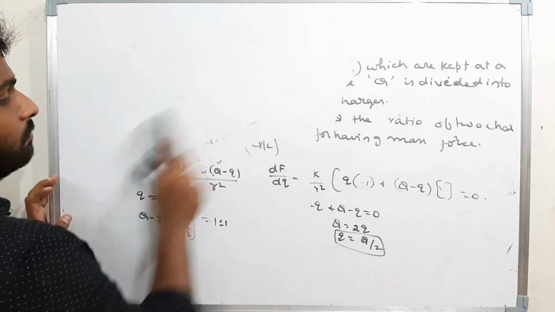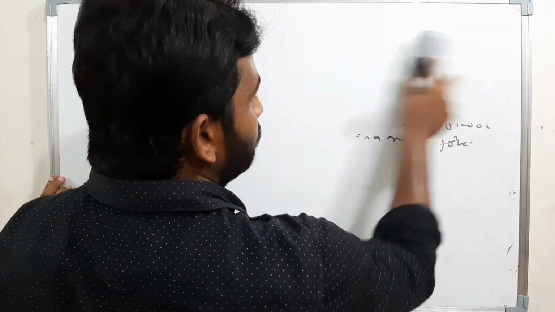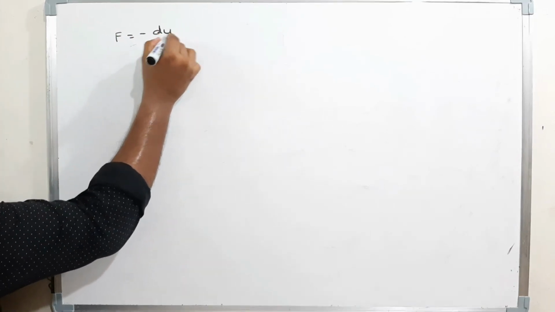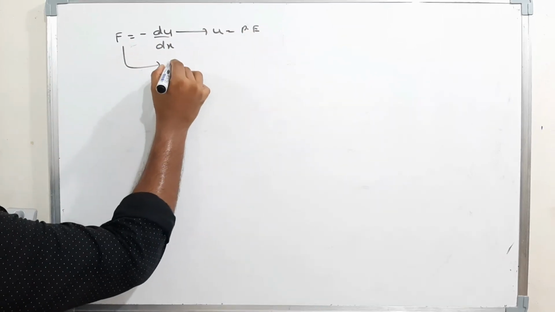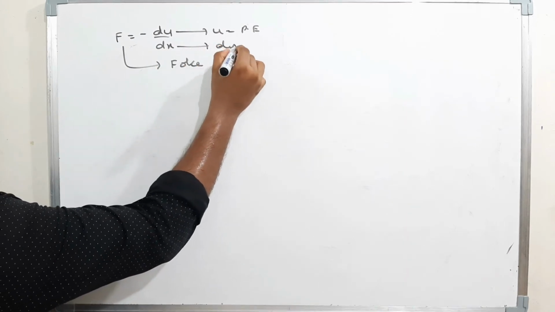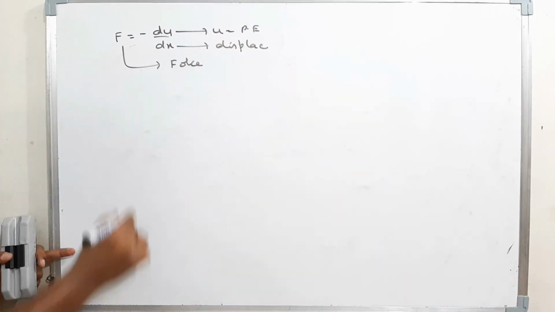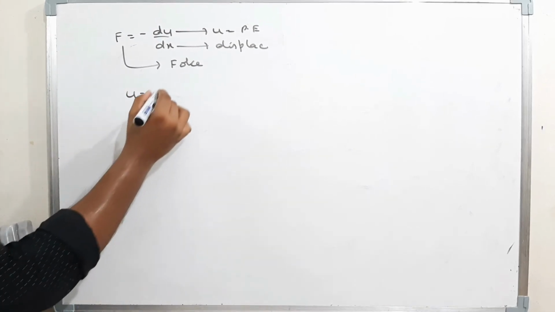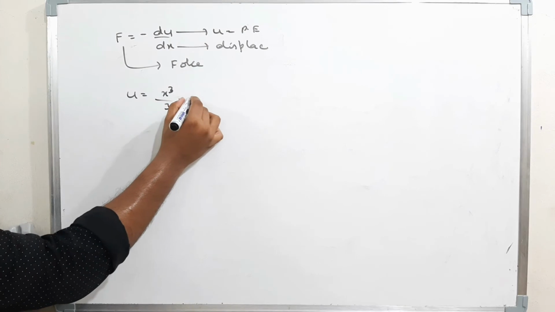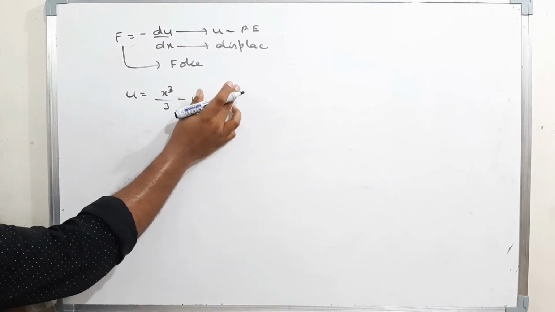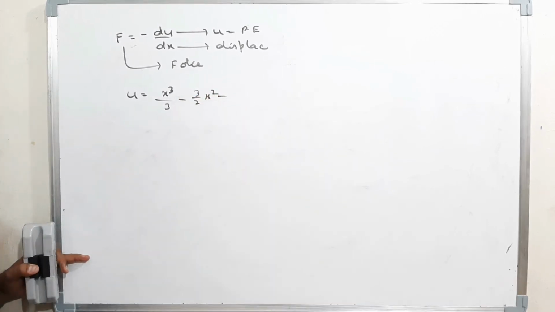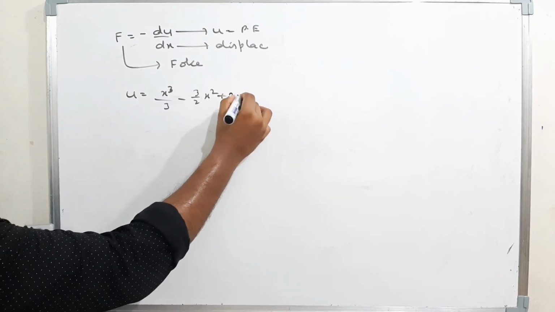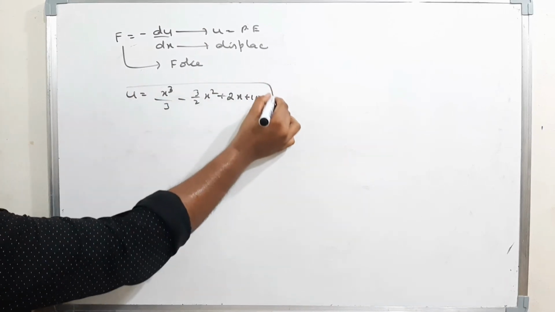We'll see one more last problem. The force is given by the formula F is equal to minus du by dx, where u is the potential energy, F is the force, and x is the displacement. Now the potential energy is given by the formula u equals x cube by 3 minus 3 by 2 x square plus 2x plus 10. This is the potential energy of the system.